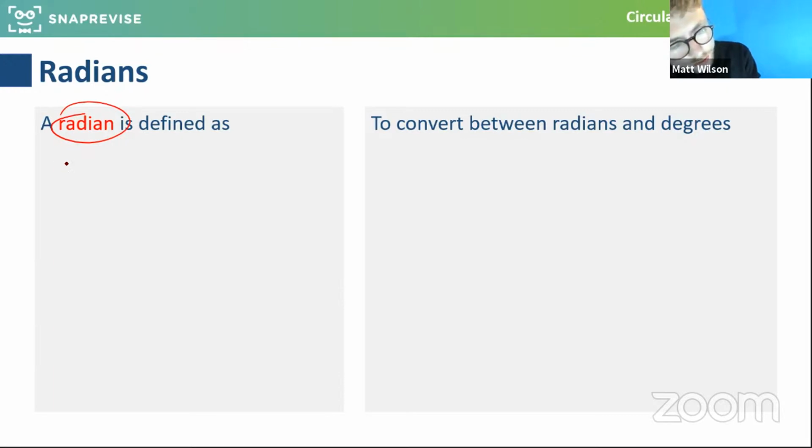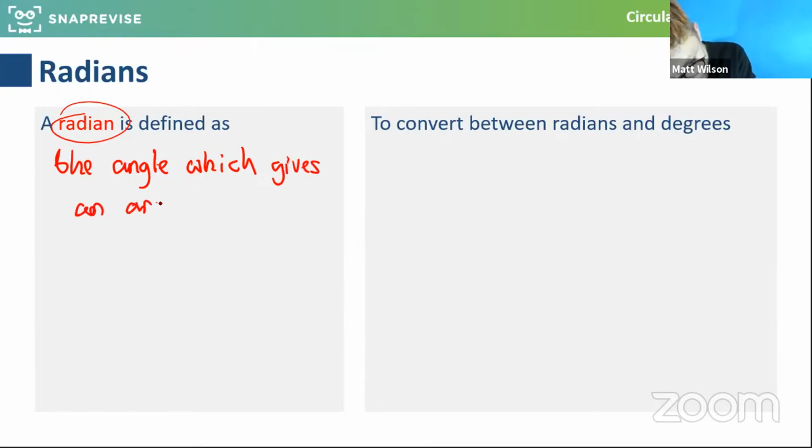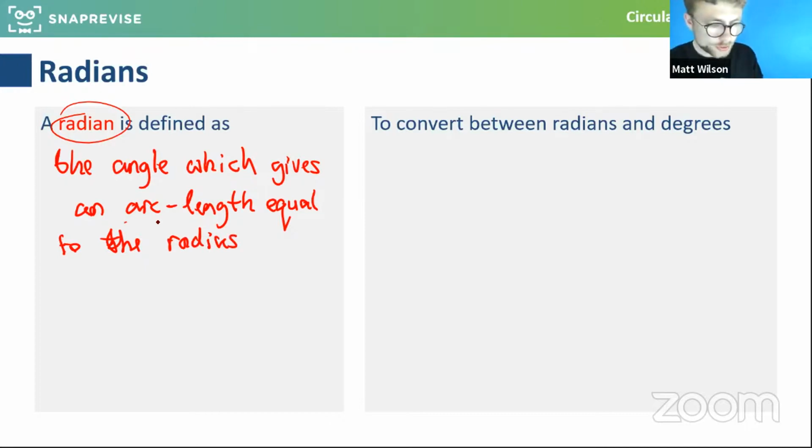A radian is the angle which gives an arc length equal to the radius. So there's a lot to unpack there, because we have to say what on earth this arc length thing is to start with.